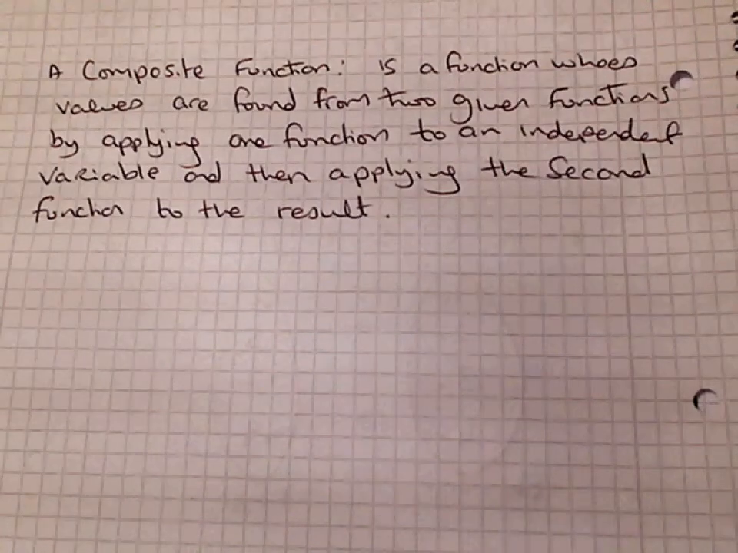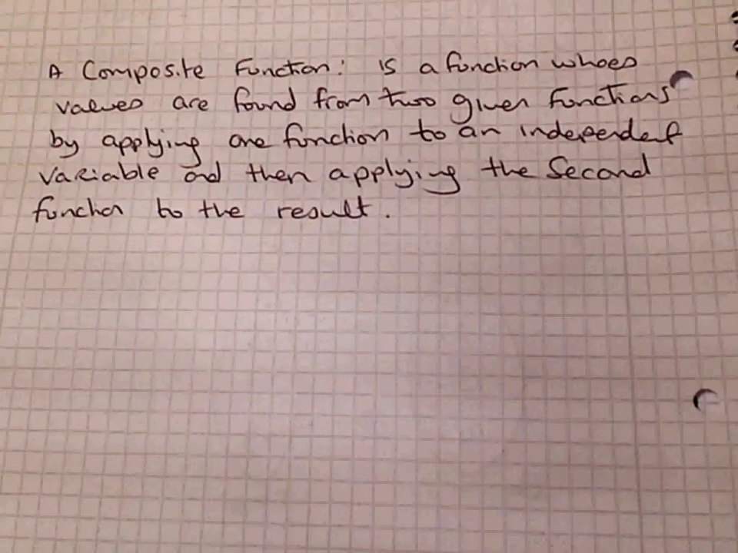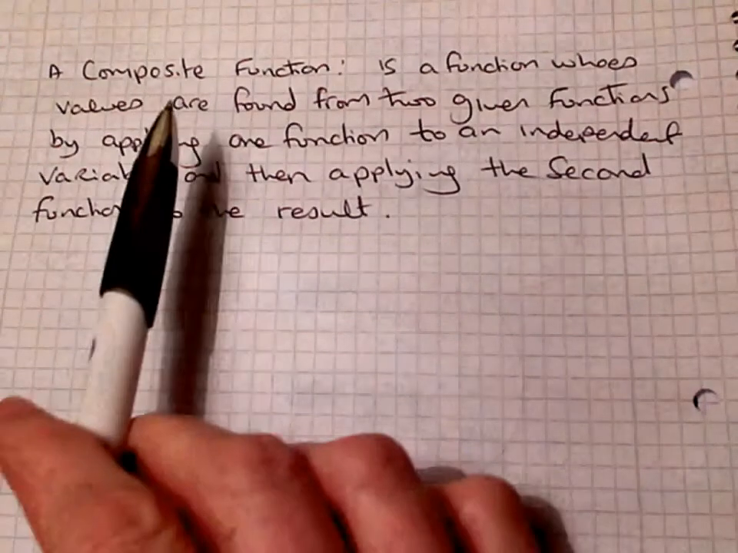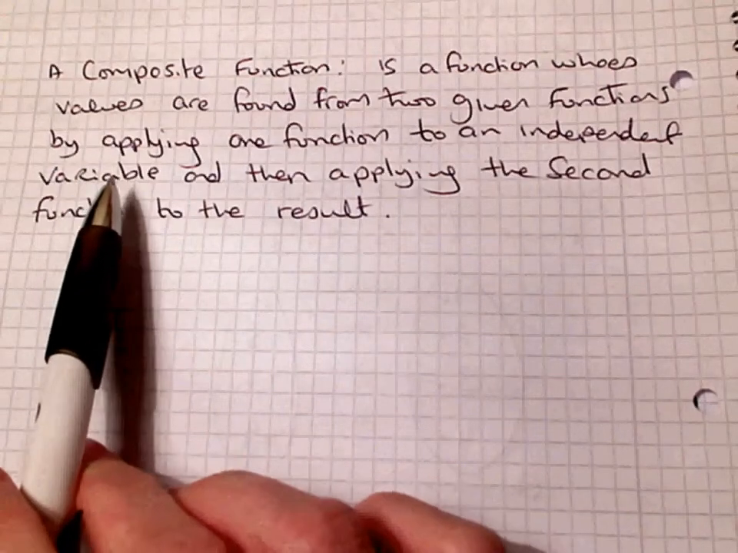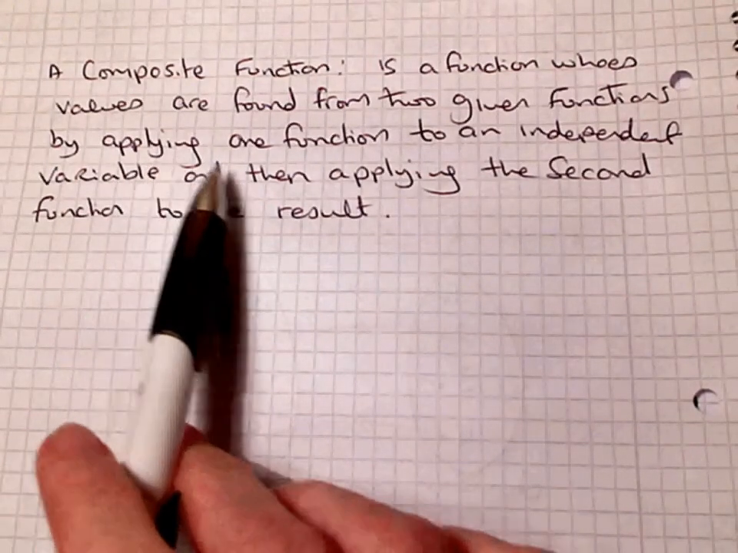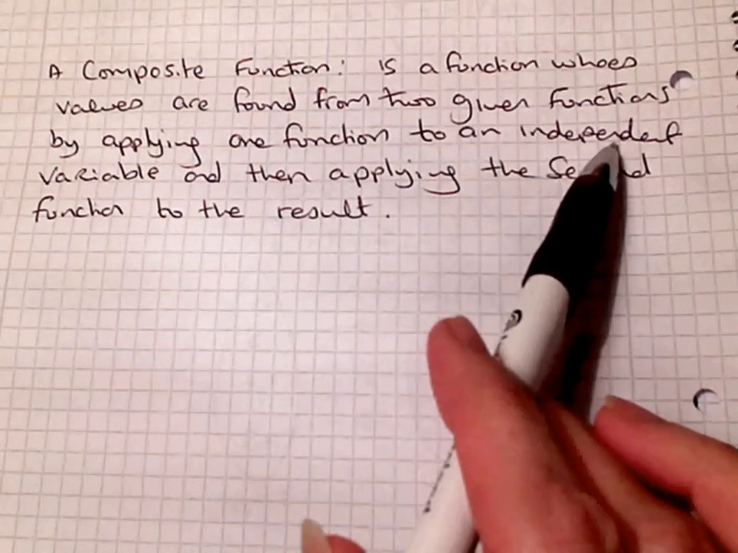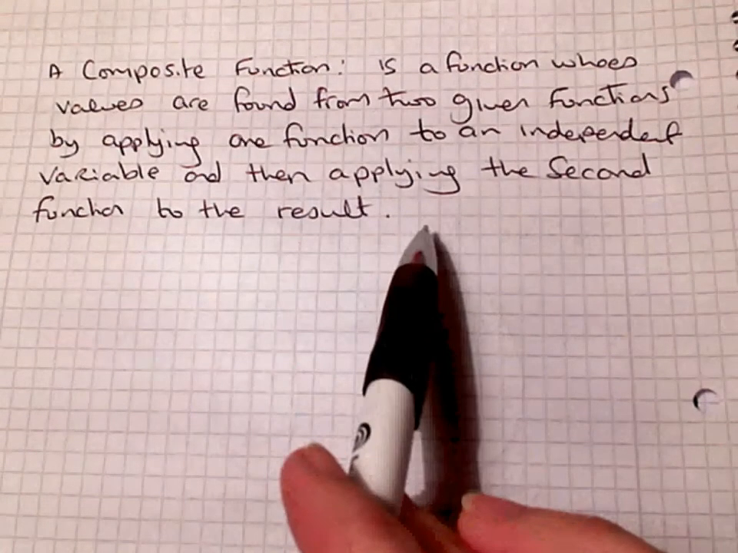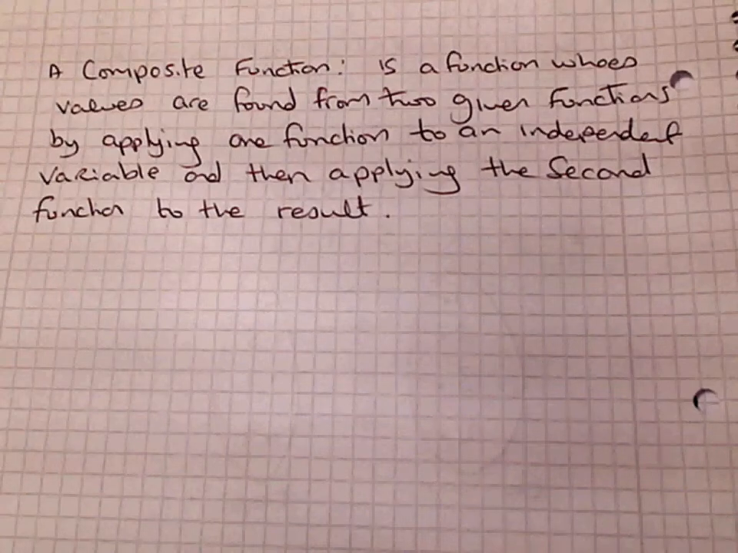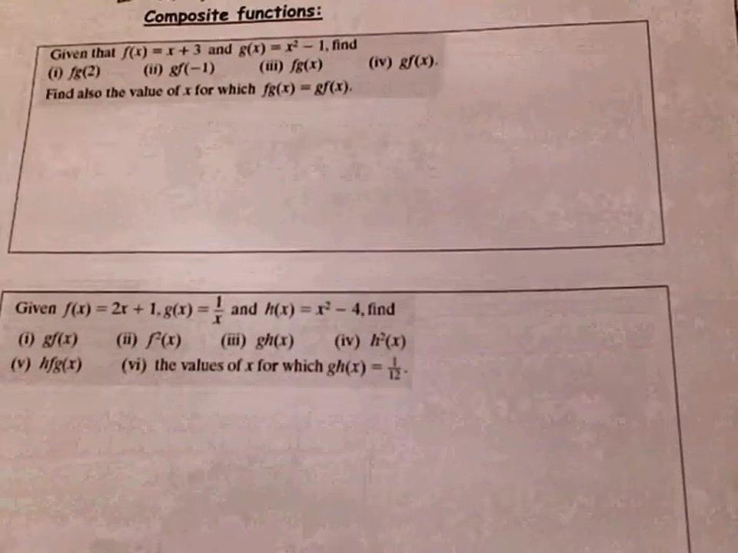Composite functions. So what is a composite function? A composite function is a function whose values are found from two given functions, such as f of x and g of x, by applying one function to an independent variable and then applying the second function to the result. Best really shown by example.